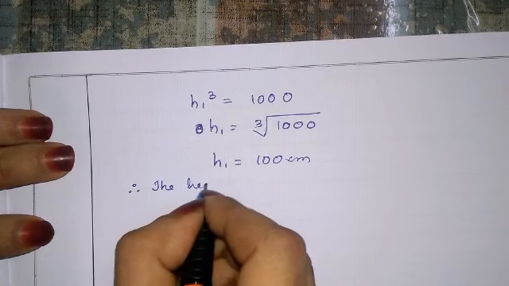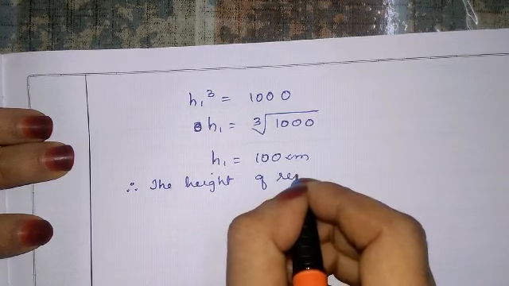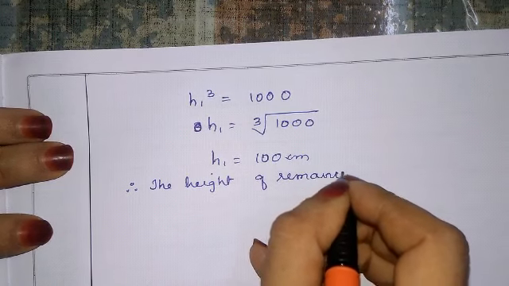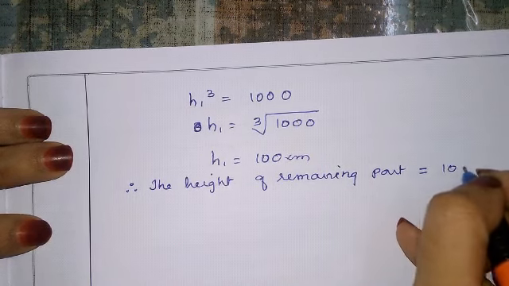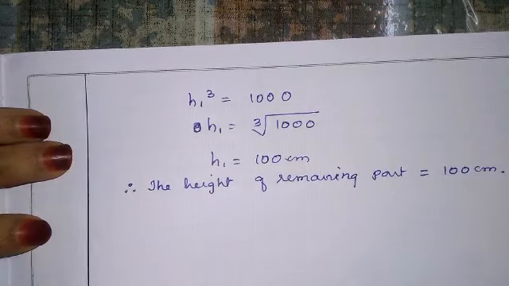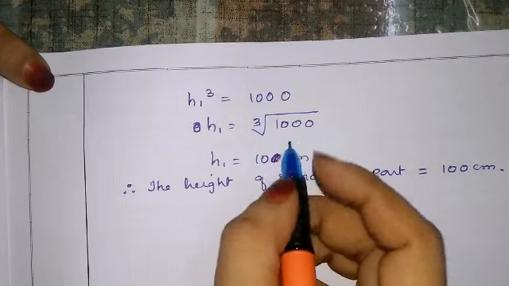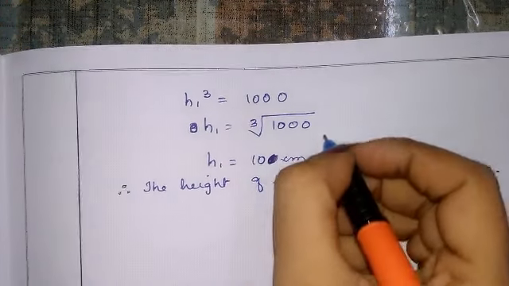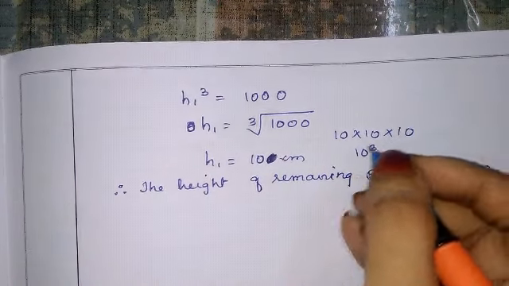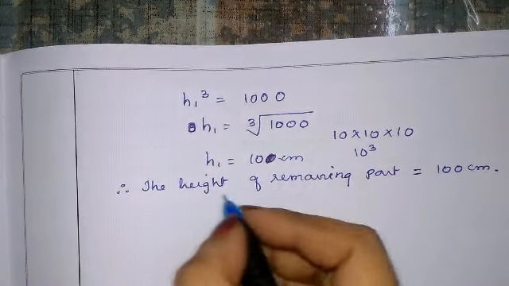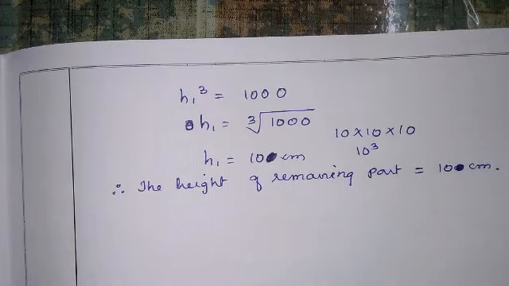Therefore, they have asked the height of the remaining part. Height of the remaining part of the cone is... sorry, not 100, 10. The cube root of 1000 is 10, since 10 into 10 into 10 is 10 cube. So the height of the smaller cone is 10 centimeter.